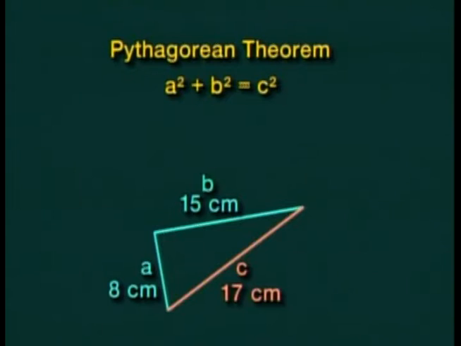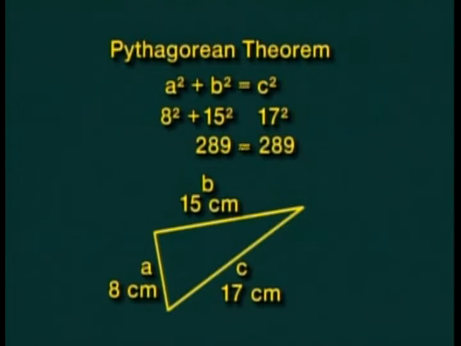In the formula, we can substitute 8 for A. For B, we'll substitute 15. For C, we'll substitute 17. If the triangle is a right triangle, the left side of the equation will be equal to the right side of the equation. Let's see what happens when we simplify. 8 squared is 64. 15 squared is 225. 64 plus 225 is 289. The square of 17 is also 289, so this triangle is a right triangle.